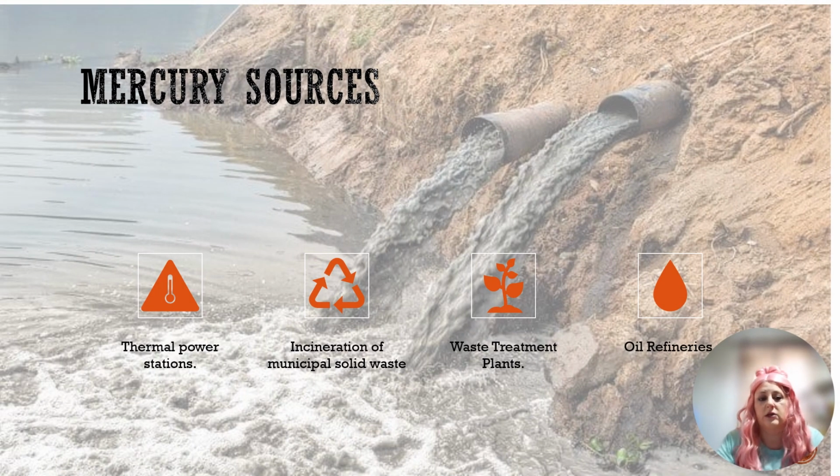Thermal power stations are one mercury source. They are a major source of mercury emissions to the atmosphere. Coal-fired power stations are responsible for about 50% of global mercury emissions. The largest contribution comes from Asia, where coal-fired plants are the largest source of mercury emissions.